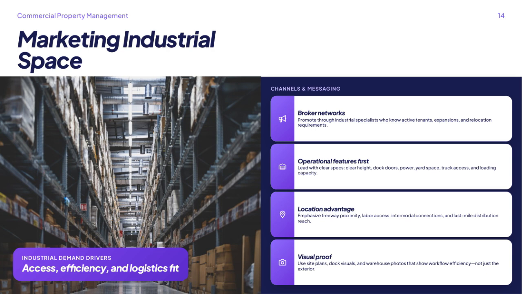Finally, use visual proof to back up your claims. Show site plans, dock visuals, and warehouse photos that demonstrate workflow efficiency rather than just the building's exterior. This approach helps prospects visualize how the space will operate in real terms, making your marketing efforts far more compelling.